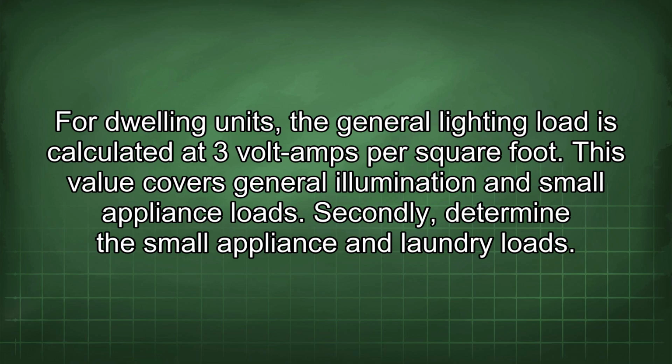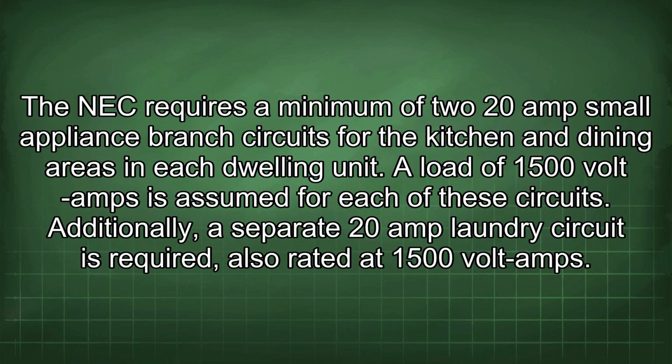Secondly, determine the small appliance and laundry loads. The NEC requires a minimum of 2 20-amp small appliance branch circuits for the kitchen and dining areas in each dwelling unit. A load of 1500 volt-amps is assumed for each of these circuits. Additionally, a separate 20-amp laundry circuit is required, also rated at 1500 volt-amps.